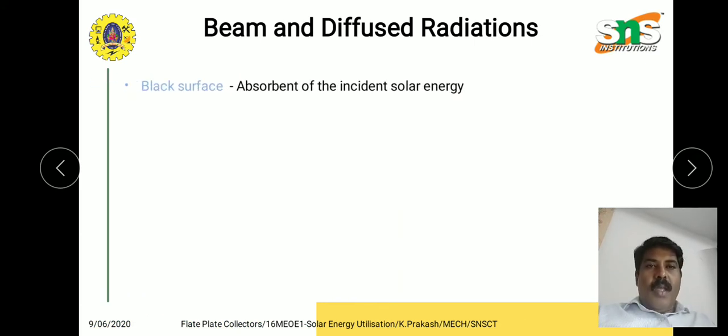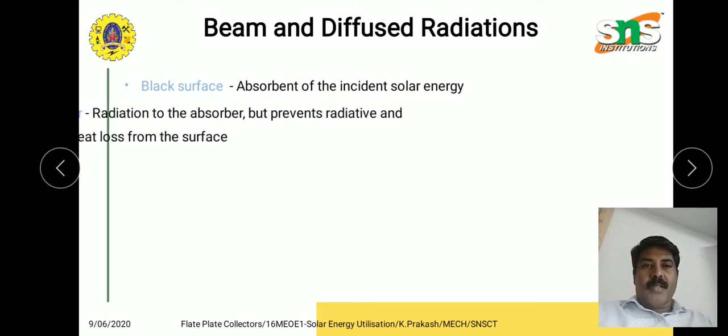So coming to discussing the black surface. This black surface is used to absorb or trap most amount of solar radiation. So the flat plate collector can function without the black surface, but the efficiency becomes lesser. So to increase the efficiency, to get more amount of heat energy to tap, we are using the black surface.